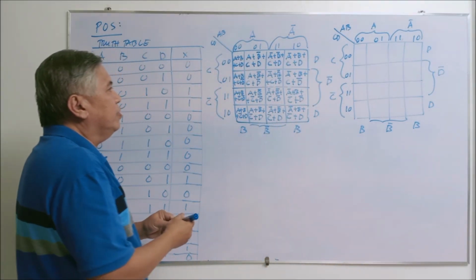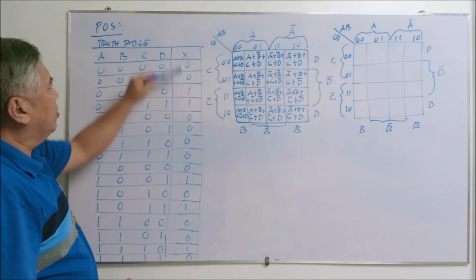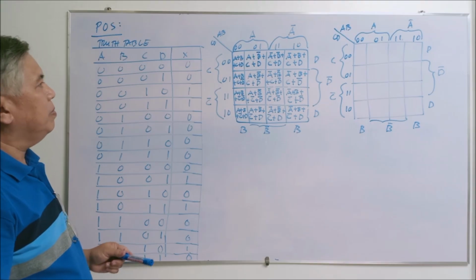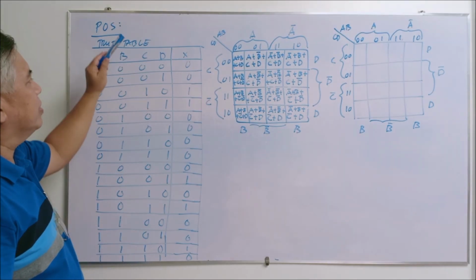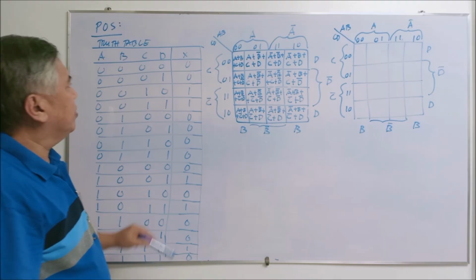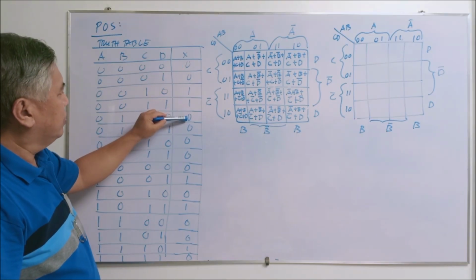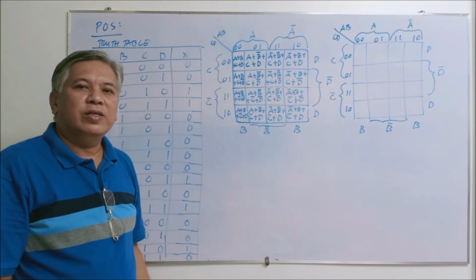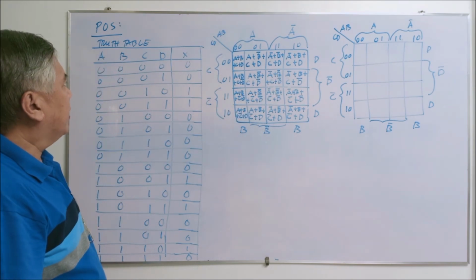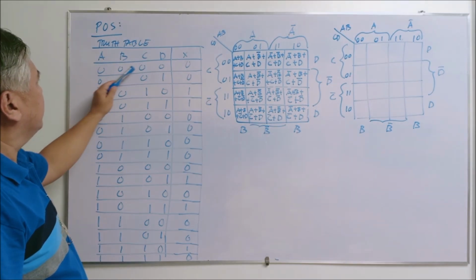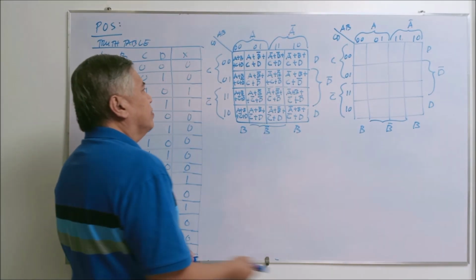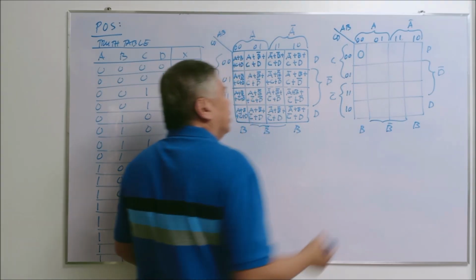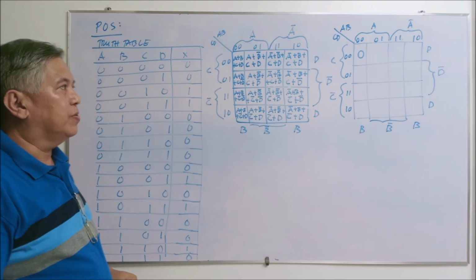Next is to locate the value of X here in our map. This time, since this is POS, we consider the value of your X equal to 0. So we locate where the zeros are located in your map. For 0, 0, 0, 0, X is 0, so you place a 0, not 1, but 0.